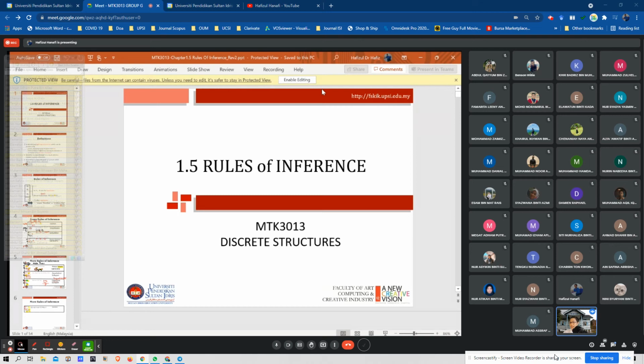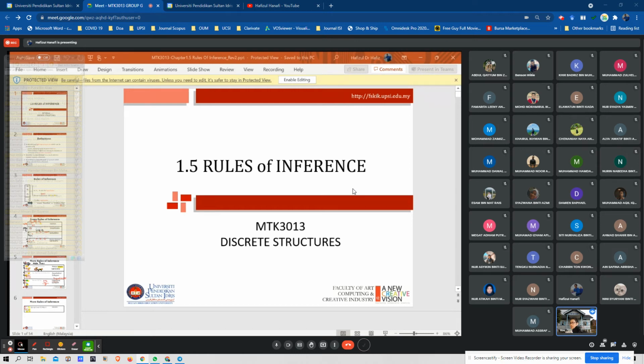Okay, for today we look at rules of inference. Last week we saw quantifiers, lots of quantifiers, for all, for some. So far, do you have any questions?